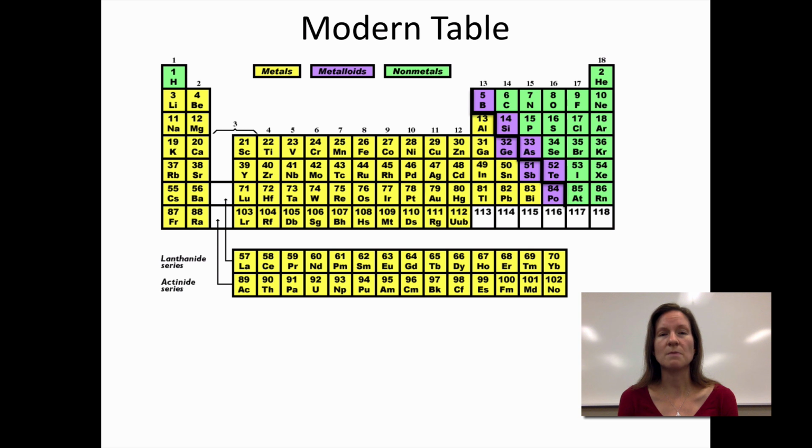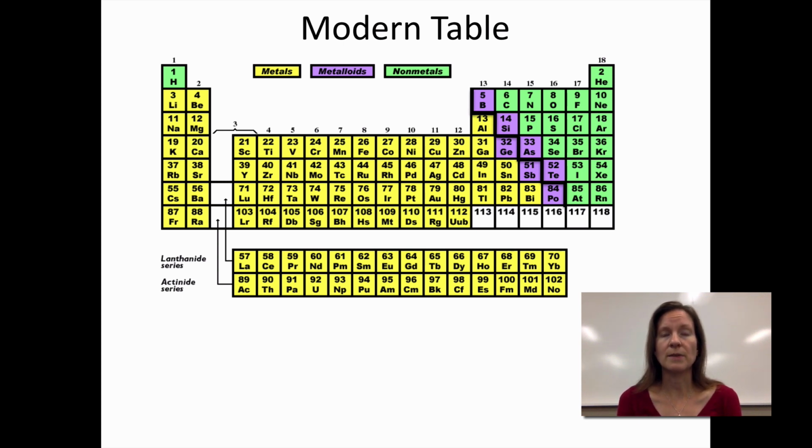So the majority of the table is metal. All the yellow on there is metal. Then we have our nonmetals up in that green area, so above the staircase. And right along the staircase, we have what's called metalloids. So things that both have some metallic properties as well as some nonmetal properties, but they're very unique in their own way.